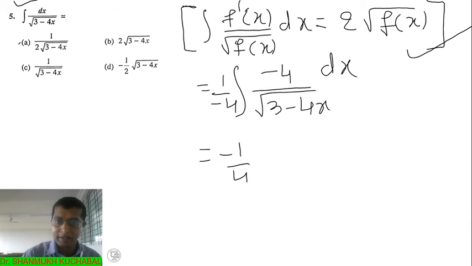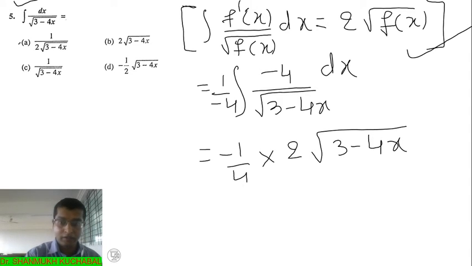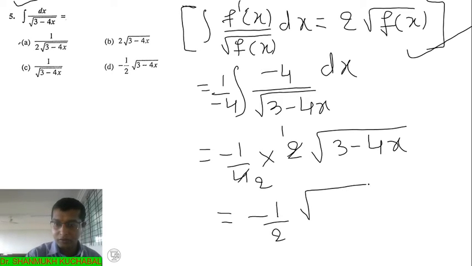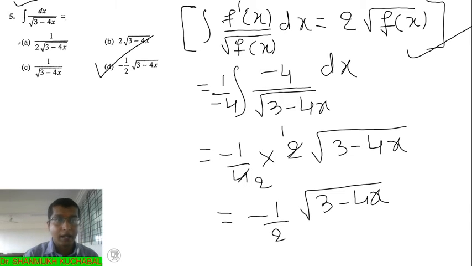Using the above formula, we can write this multiplied by 2 under the square root of f of x, where f of x is 3 minus 4x. Further, 2 ones are 2, 2 twos are, so it is minus 1 divided by 2 under the square root of 3 minus 4x. Therefore, yes, option D is the right answer.